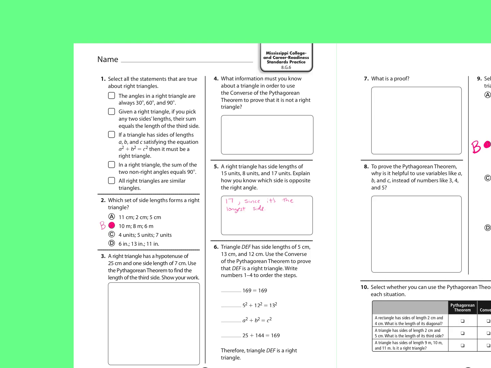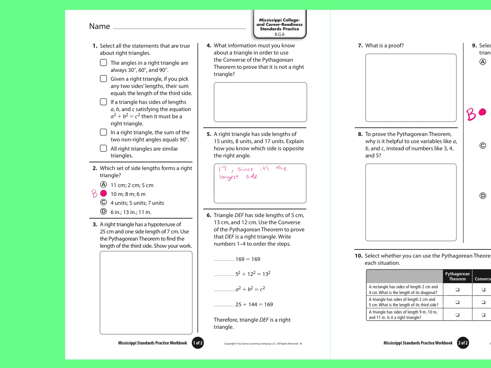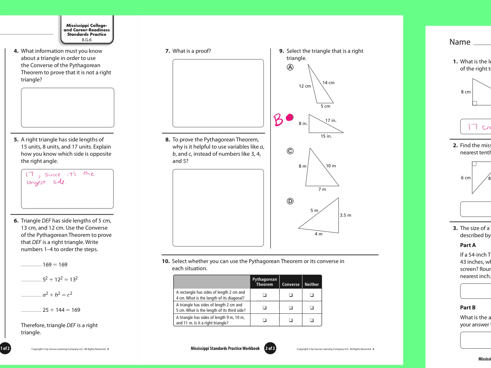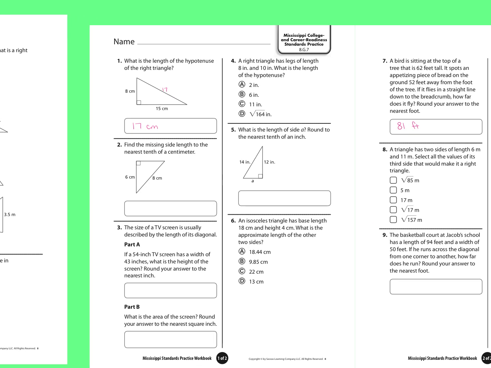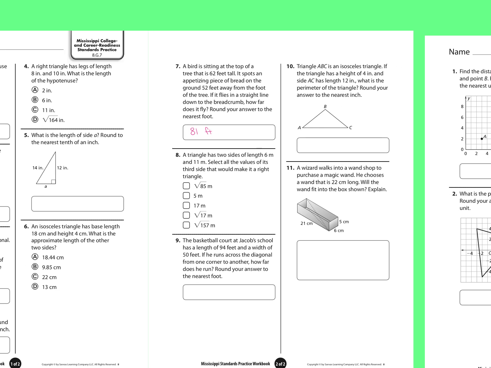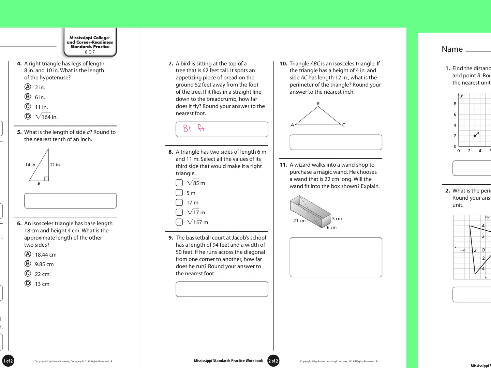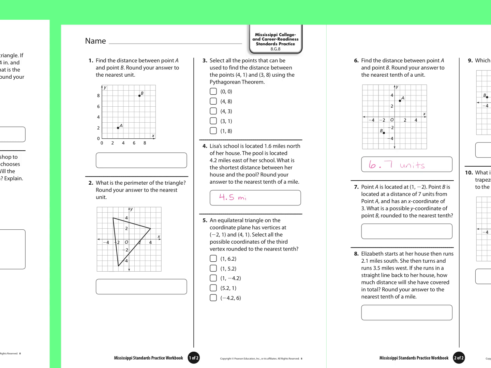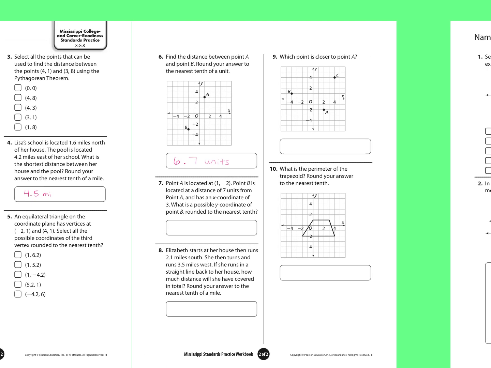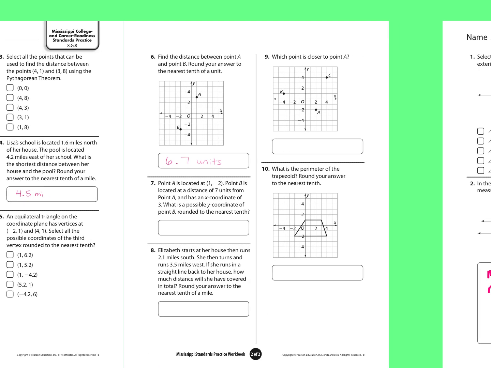8.G.5-9, we're going to cover in the same order we did in class. So we're going to start with G6. I'm going to quickly go through the answers. Number 2 was B. Number 5 was 17. It's the longest side. Number 9 was B. For G7, number 1 was 17. Number 7 was 81 feet. For G8, number 4 was 4.5 miles. Number 6 was 6.7 units.